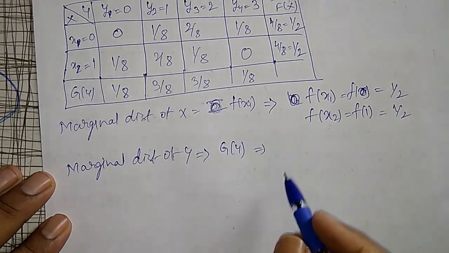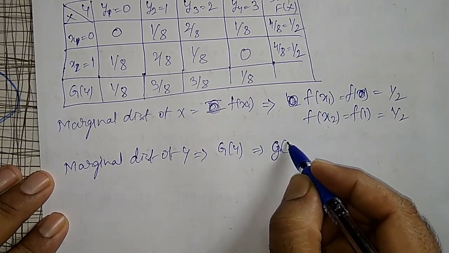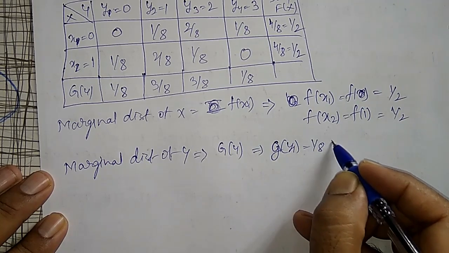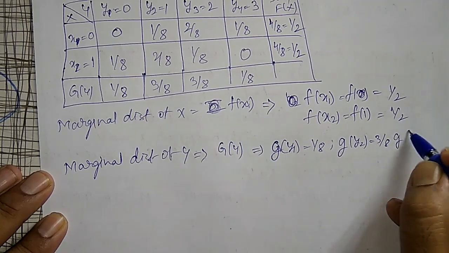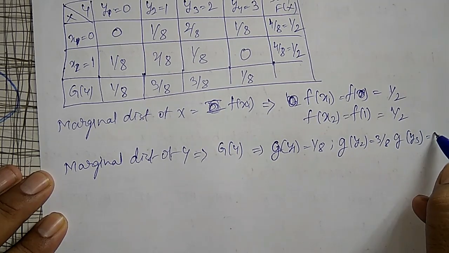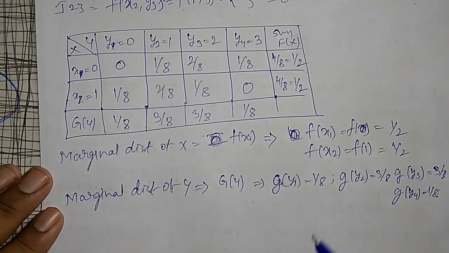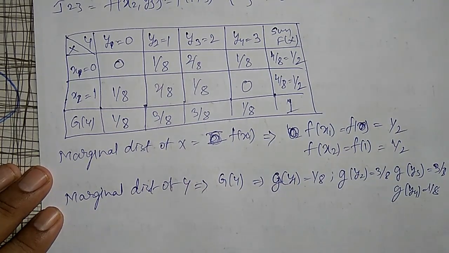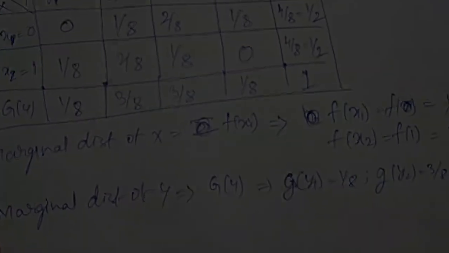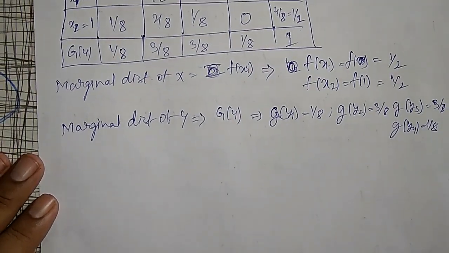Okay, therefore total, g of y1 is equal to 1 by 8, g of y2 is equal to 3 by 8, g of y3 is equal to also 3 by 8, and g of y4 is equal to 1 by 8. And you can check that the column-wise sum must be equal to 1. The sum, if you are doing this, is also equal to 1. Therefore it is the joint probability function.